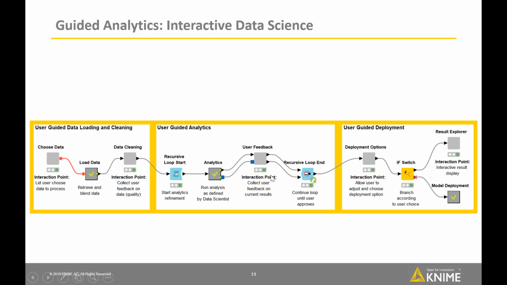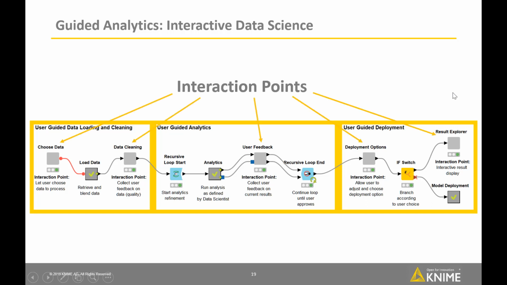In the middle, we're building some sort of model. On the right-hand side, we're going to be deploying the model and creating some visualizations, right? This is useful for the data scientist, but for the business analyst, this probably is pretty meaningless to him, right? So if we were to take this and run it in the web portal, we can give the business analyst what are called interaction points.